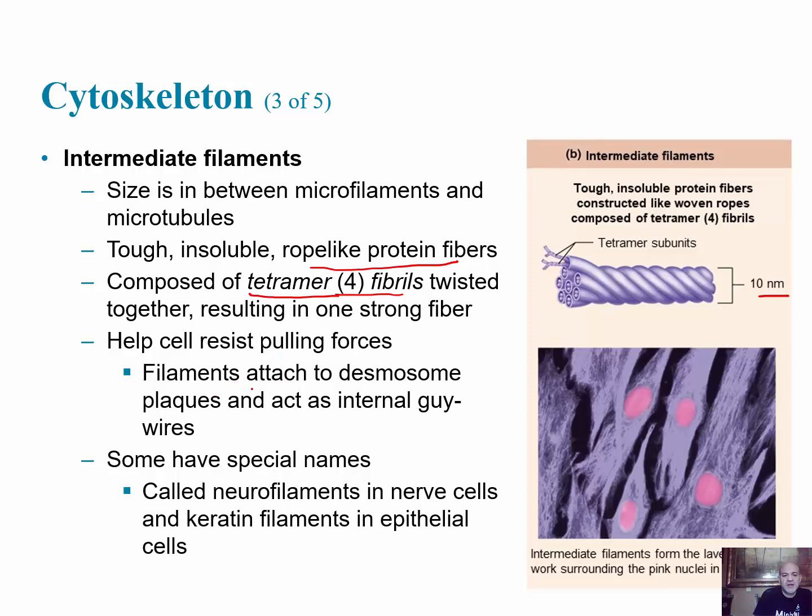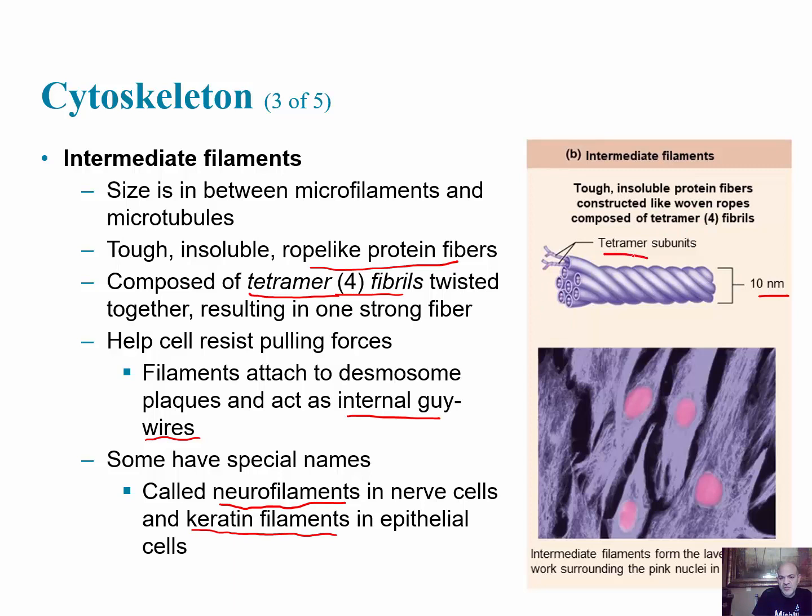So these would be filaments that are going to be attached to desmosome plaques, and so they act as internal guy wires, supporting and providing strength to the desmosomes that attach one cell to another. Some are going to have special names. For example, within nerve cells they're called neurofilaments, and within epithelial cells they're called keratin filaments. You probably heard the protein keratin at some point when it comes to hair or skin.